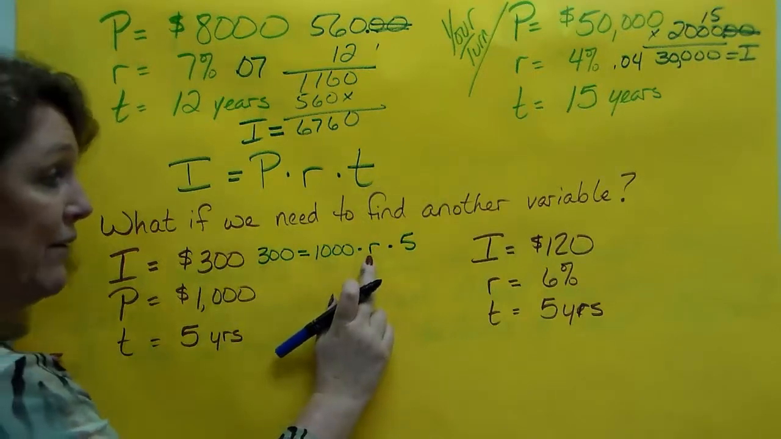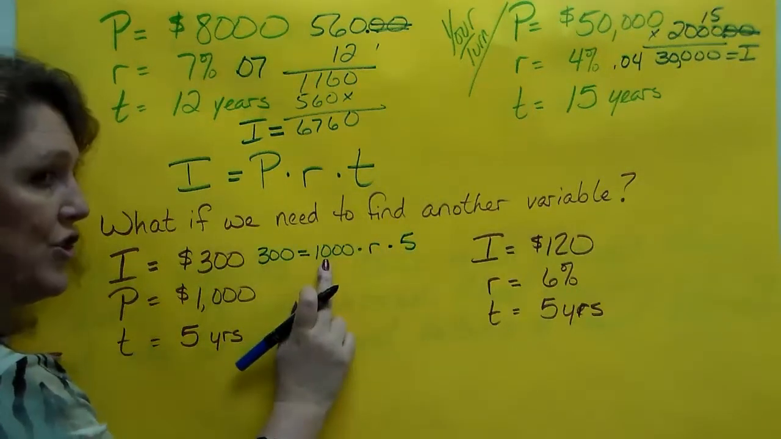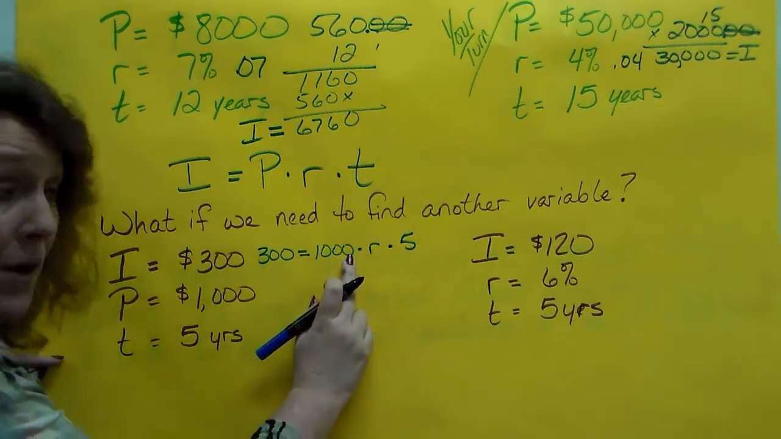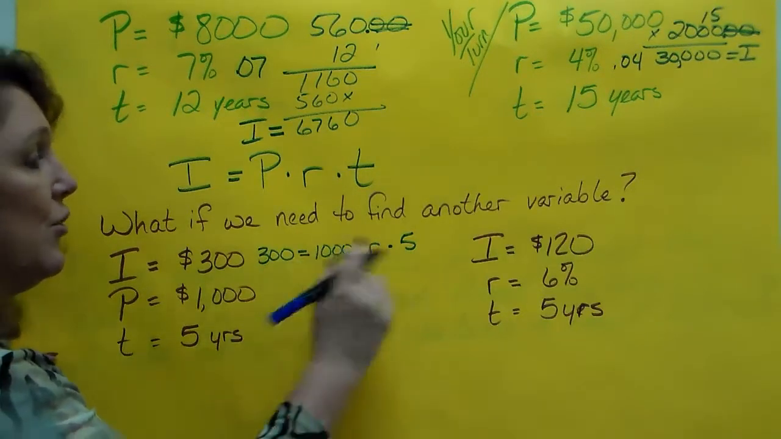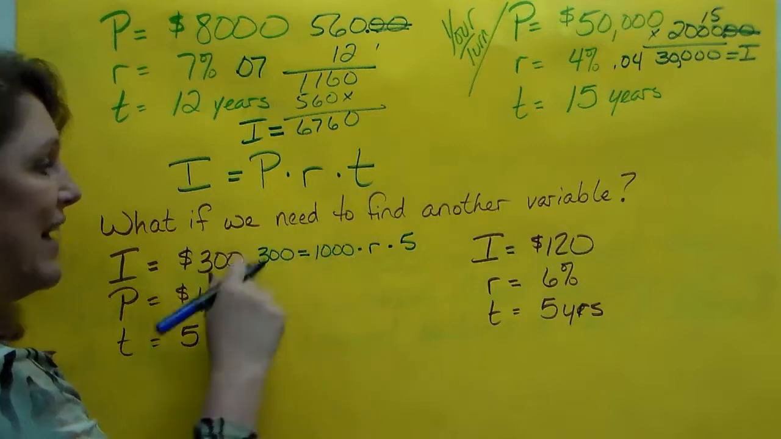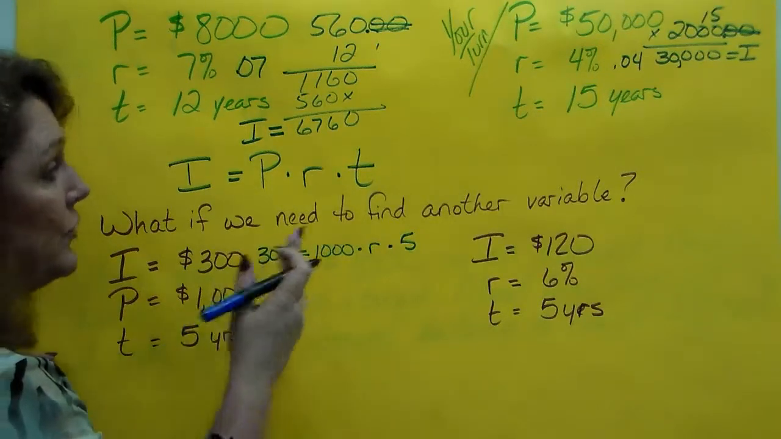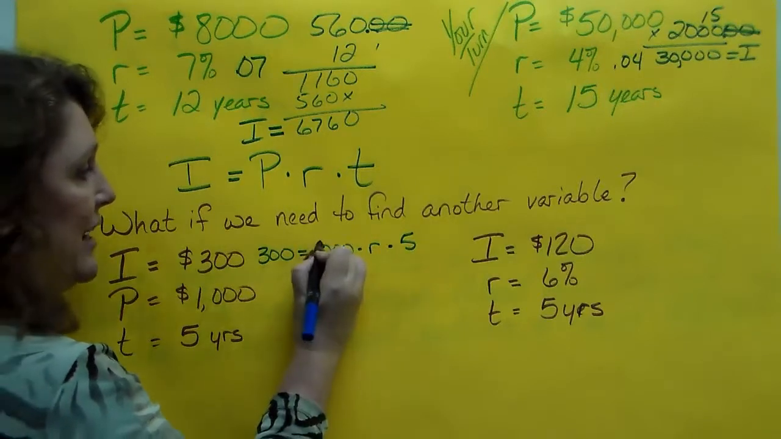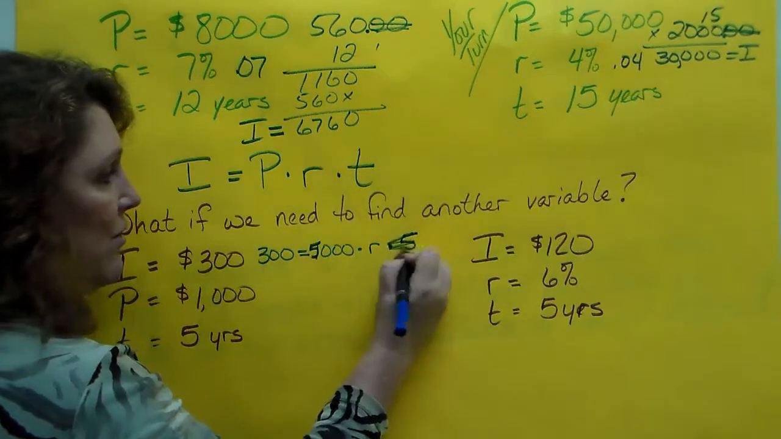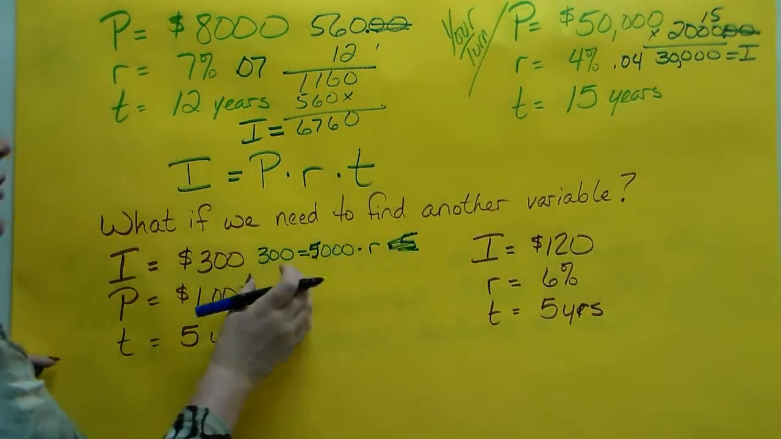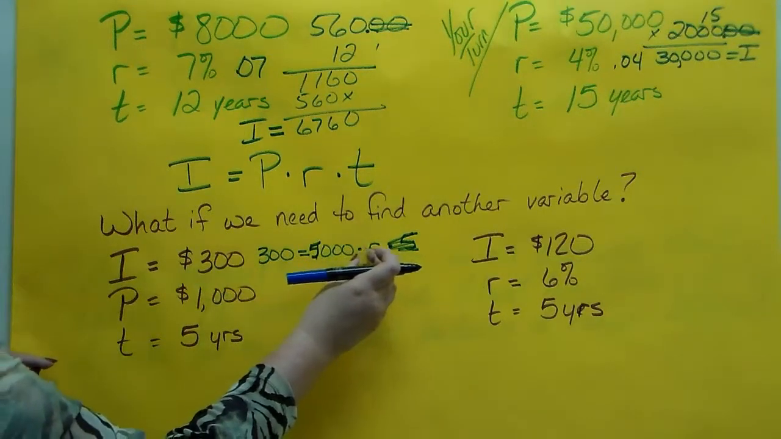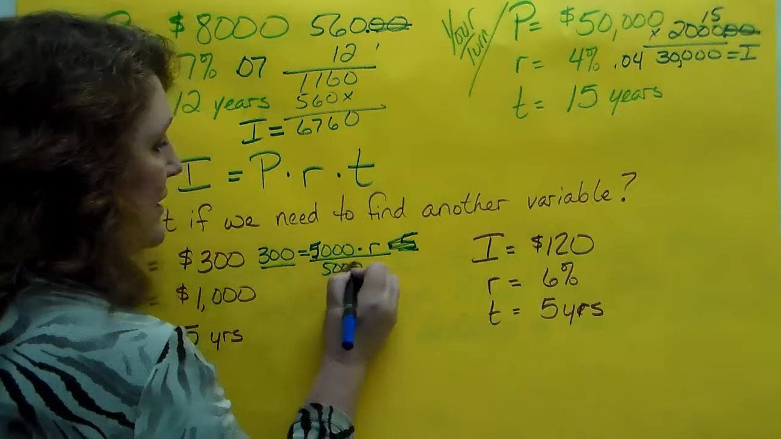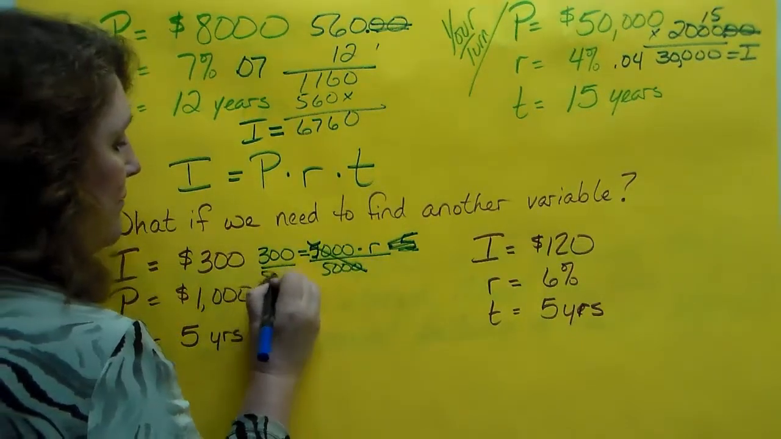Now, I have a variable inside my equation, and that variable has a 5 and a 1,000 multiplied to it. In order to get rid of this, I have to divide them away. So I'm going to multiply 5 by 1,000, and I'm going to make this 5,000, so I only have one number. So I've got 300 equals 5,000 times R. I'm going to divide each side by 5,000, so that goes away.